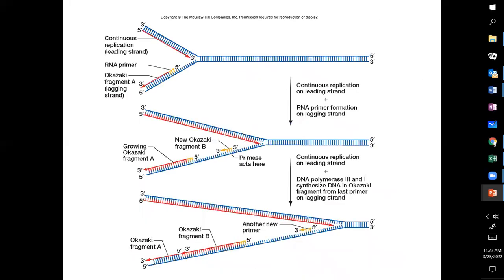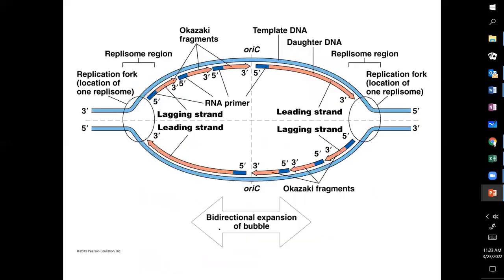Whew, that was a lot, right? Here's just an overview again. We've got our leading strand synthesis that goes towards the fork. Lagging strand goes away from the fork, but all synthesis goes in a 5' to 3' direction. And since there are two forks, the leading strand on one side of the fork is opposite of what's happening on the other side of the fork. And this is what we'll look at in class.